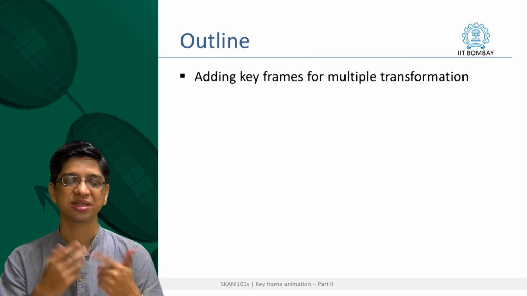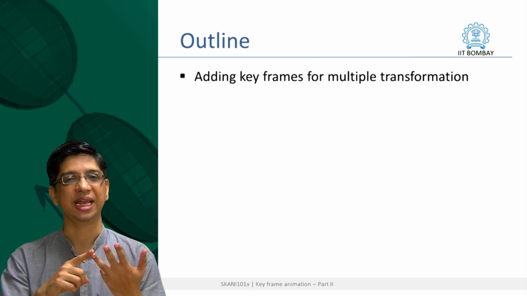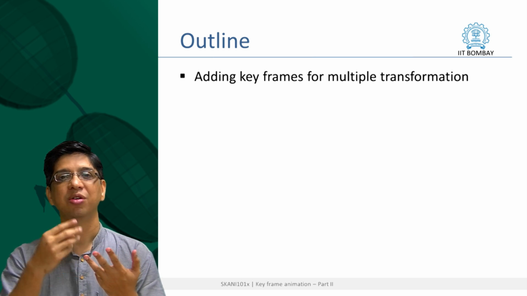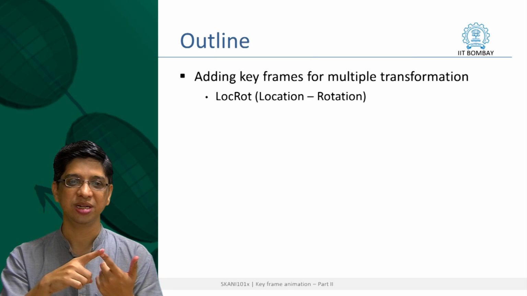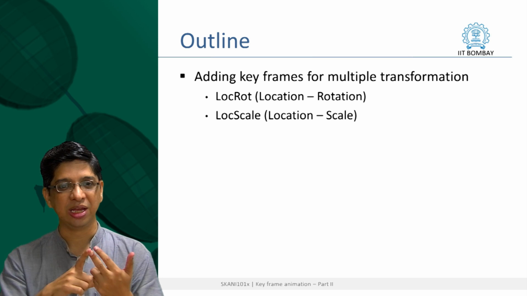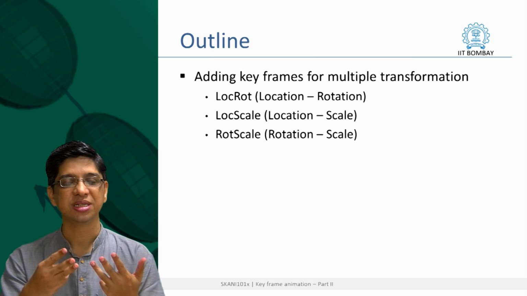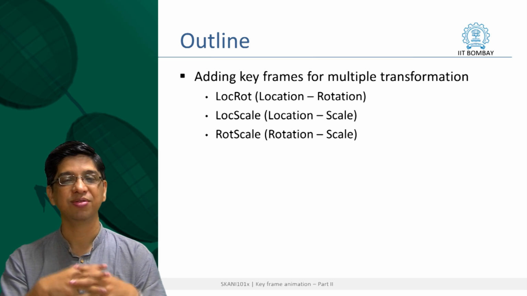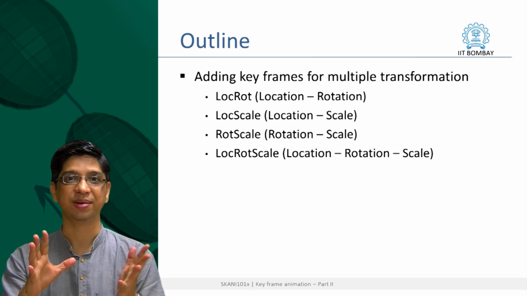We will see how you can add various combinations. Now, there are three attributes: location, rotation and scale. Therefore, you can have 4 different variants of combination. You can have location and rotation, location and scale, rotation and scale as the 3 combinations, but the 4th and important is where you club all 3 and make it location, rotation, scale together.